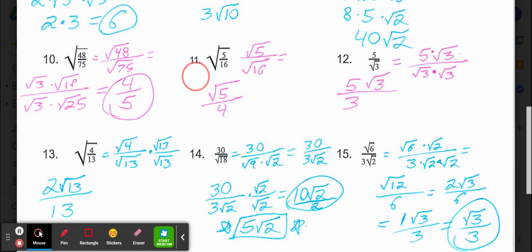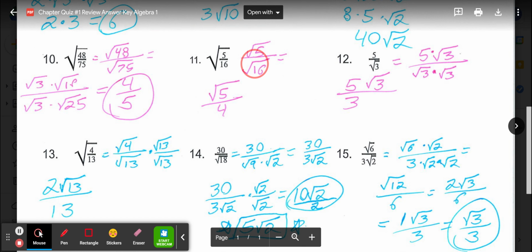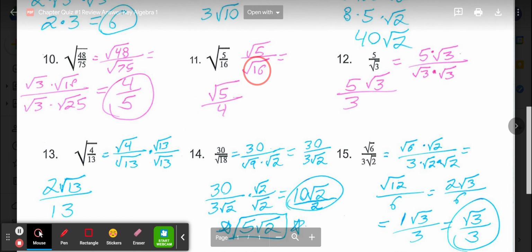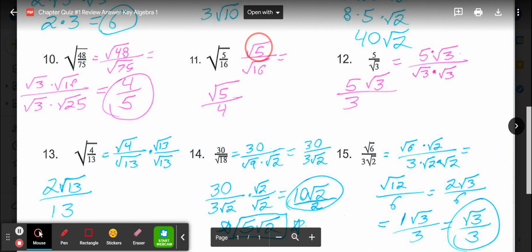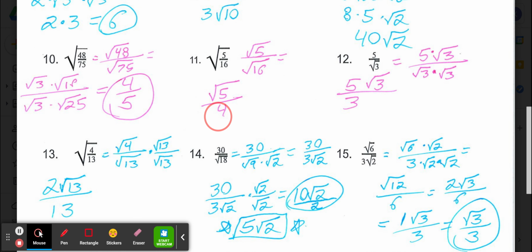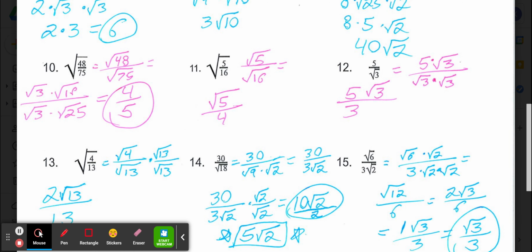In 11, we want to separate. So we'd have the square root of 5 over square root of 16. Square root of 5 cannot be simplified, but the square root of 16 on bottom simplifies to 4. So our answer would be square root of 5 over 4. What you want to remember is it's okay to have a radical on top, but we can't have one in the denominator of our final answer.